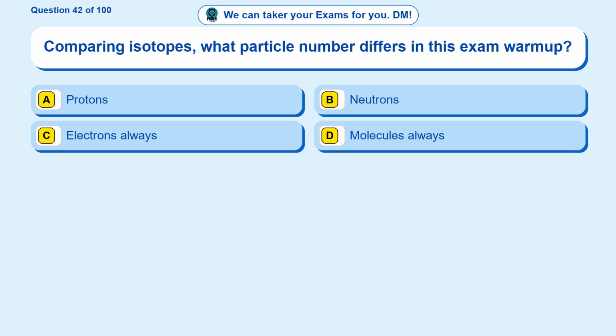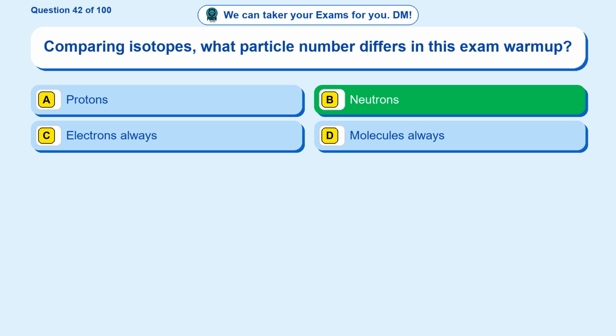Question 42. Comparing isotopes, what particle number differs in this exam warm-up? Option A, protons. Option B, neutrons. Option C, electrons always. Option D, molecules always. The correct answer is option B.